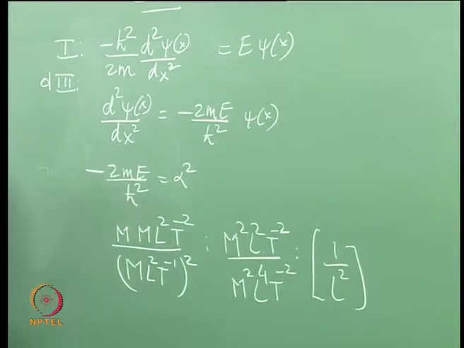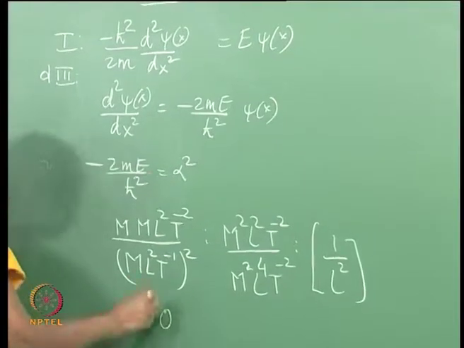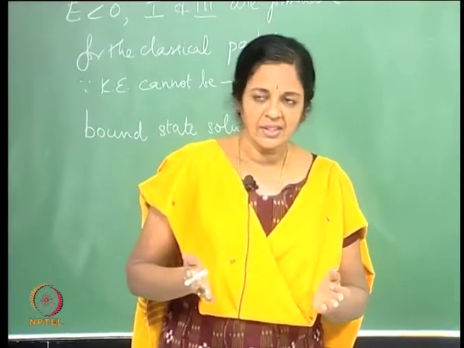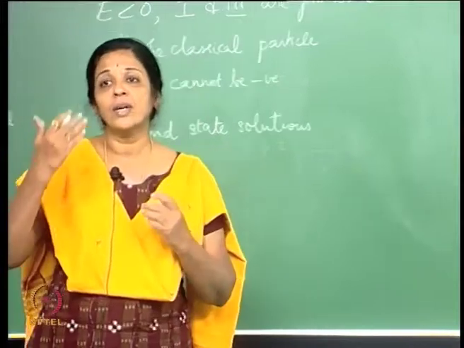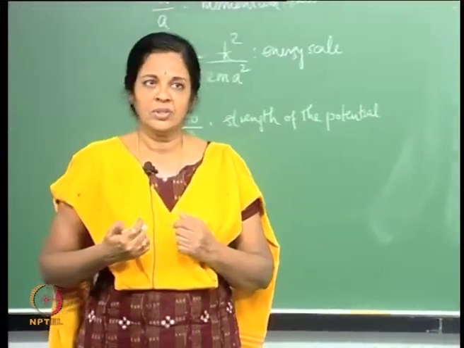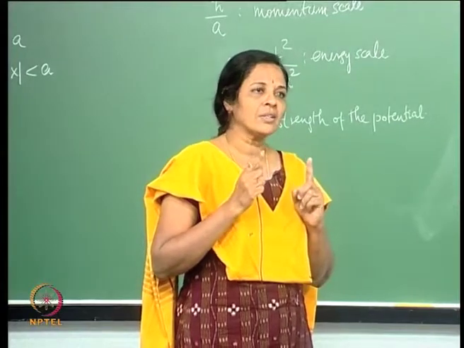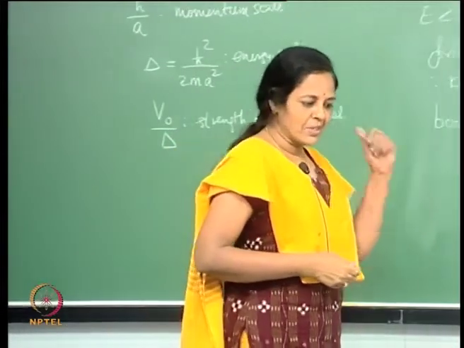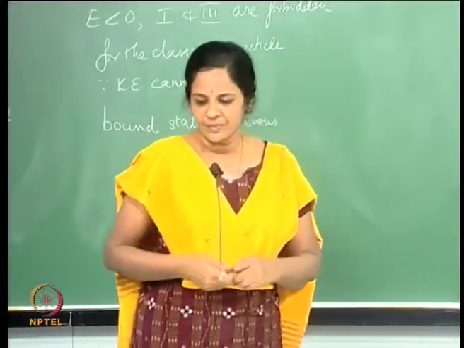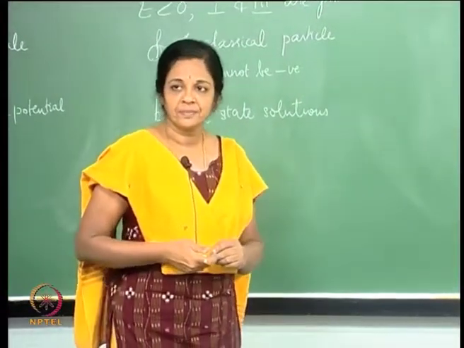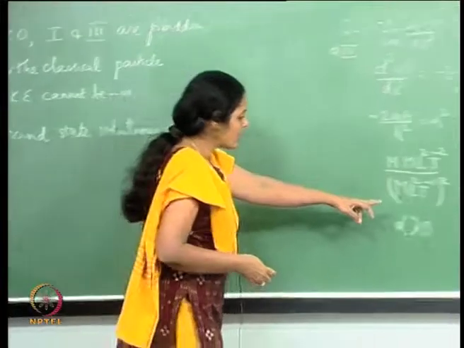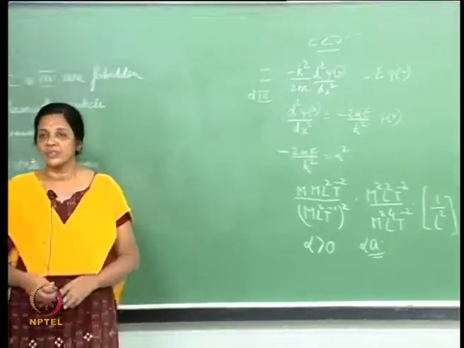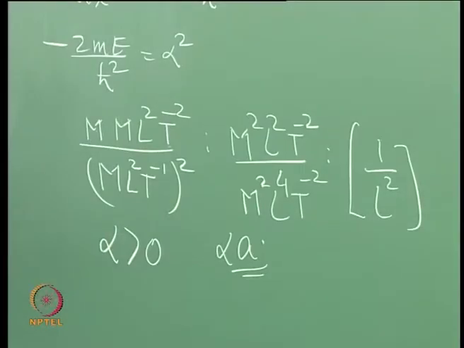I'd like to keep alpha positive. So I choose alpha to be greater than 0, no loss of generality, and I say that alpha has dimensions 1 by length. That's a good thing to know. If you recall, this would be the analog of alpha in the case of the harmonic oscillator as well, except that the alpha there had a very different definition. It was root of m omega by h cross. And therefore, since this has dimensions of 1 by length, alpha a is a dimensionless quantity. That's a good thing to remember.